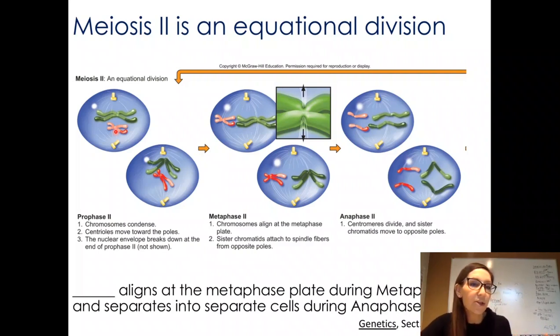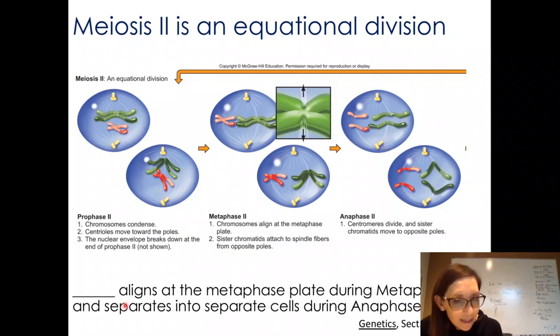So really we have the major events. We have condensation. We have, again, formation of the mitotic spindle, breakdown of the nuclear envelope. That's all happening here. Metaphase 2, now we look at what is lining up at the metaphase plate. It's just like what lined up in mitosis. Individual chromosomes line up. And so it's the individual chromosomes, the sister chromatids, that are going to separate during anaphase.